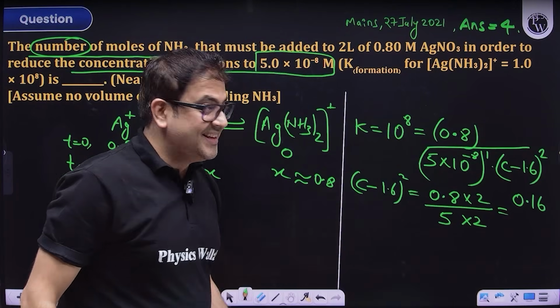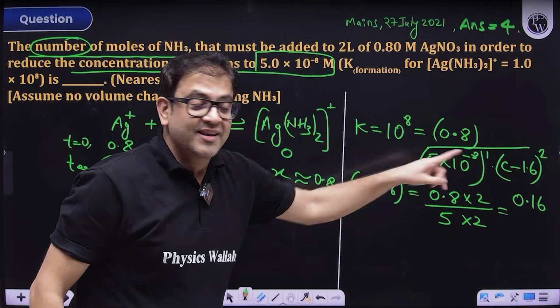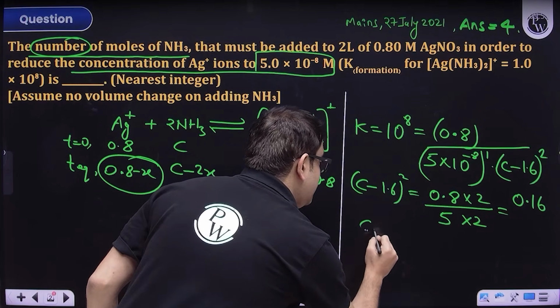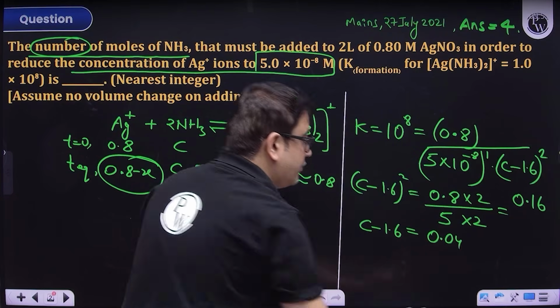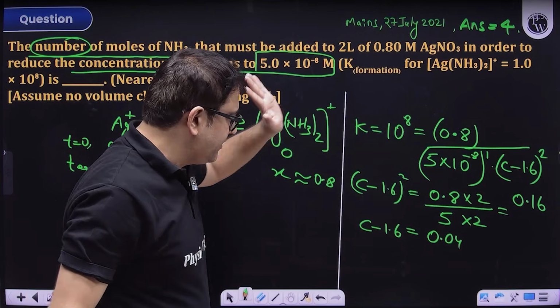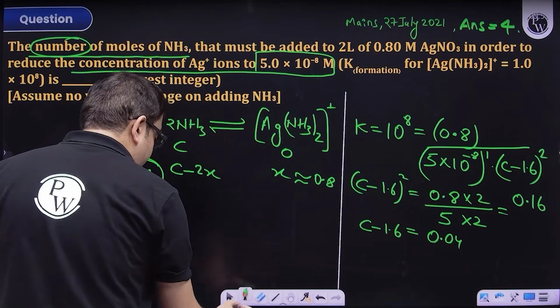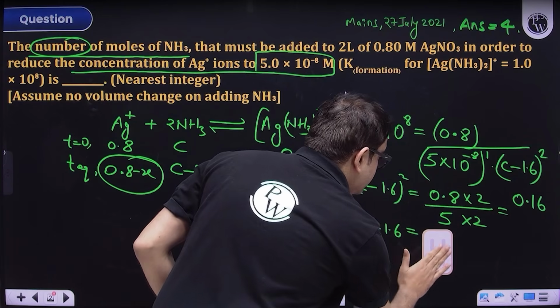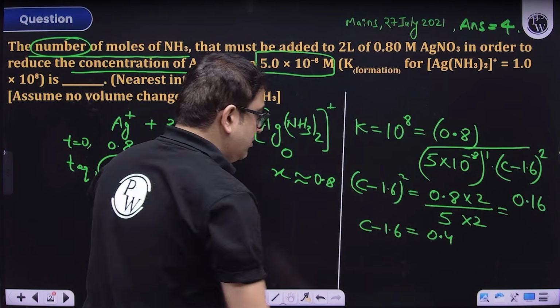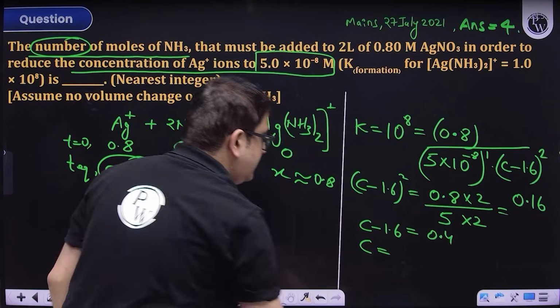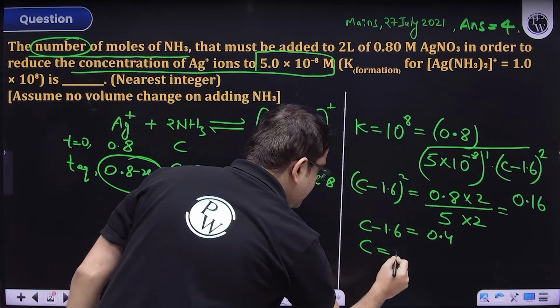Now again, C square. So C minus 1.6 will be 0.04, because 4, 16. So I have squared it. In fact, it will be 0.4. This will be 0.4, 16, then 2 decimal. So again solved. So what is C? C is, sir, 2.